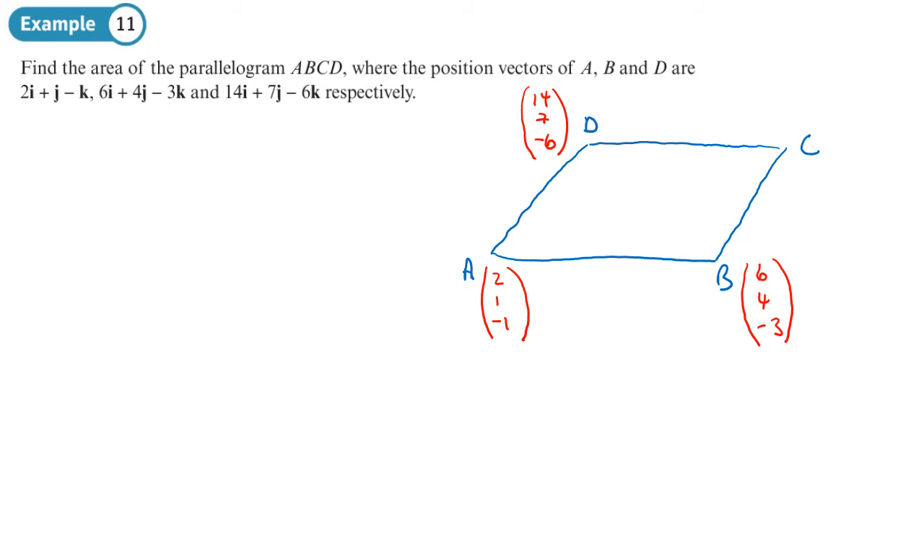So to find the area of this parallelogram, that's going to equal the modulus of the cross product of these two sides here. So AD crossed with AB.